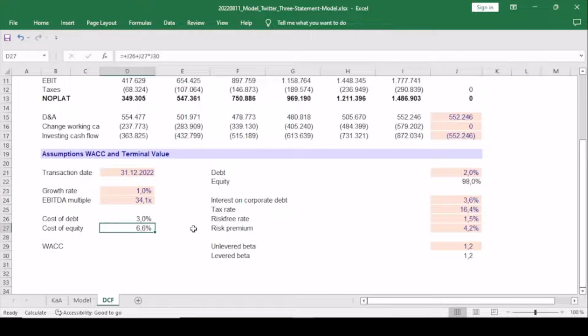So finally, we are now able to calculate our WACC considering the capital structure of Twitter.